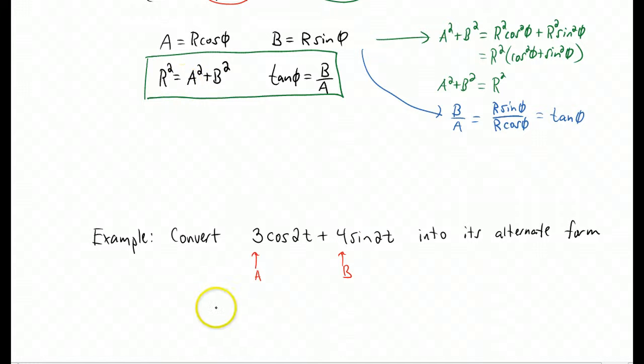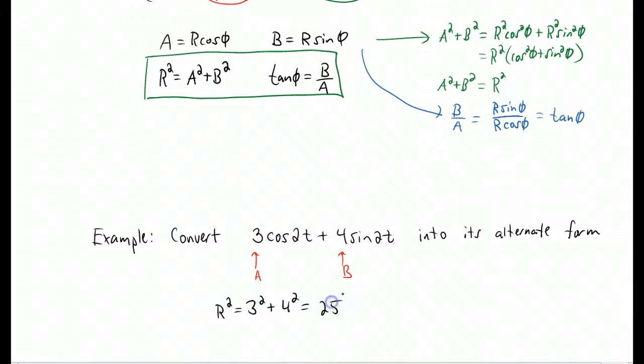You can use these equations to say that r squared is 3 squared plus 4 squared, which is 25, and then obviously r equals 5. Of course, whenever you take a square root, you could have a plus or a minus in here. Keep that in mind for the future.